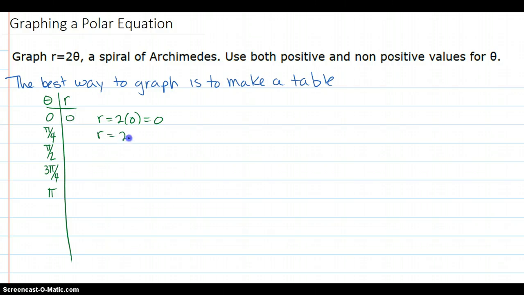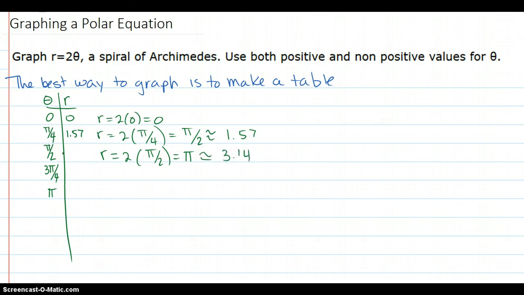Plugging in a pi over 4, we get pi over 2. By the way, pi over 2 is approximately 1.57, so that's the number that I'm going to use here, 1.57. Continuing, plugging in a pi over 2, the 2's cancel, I get pi, which is approximately 3.14, so that's the number I'll put here.